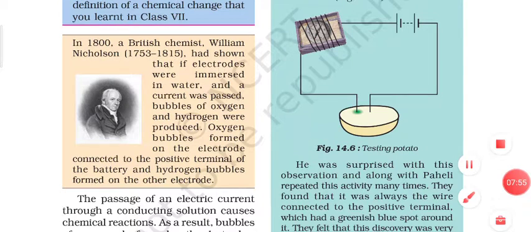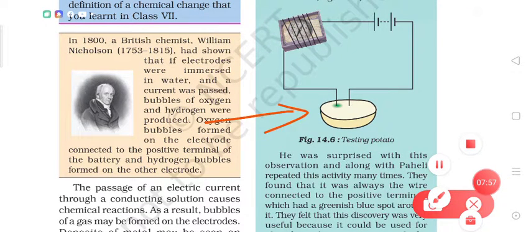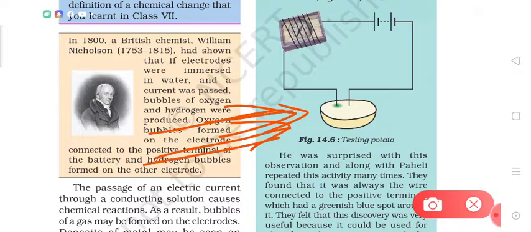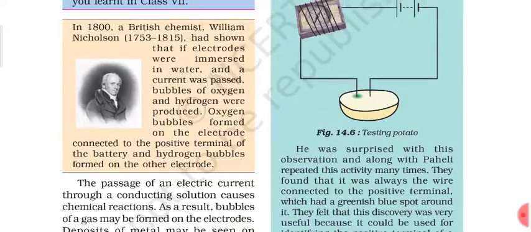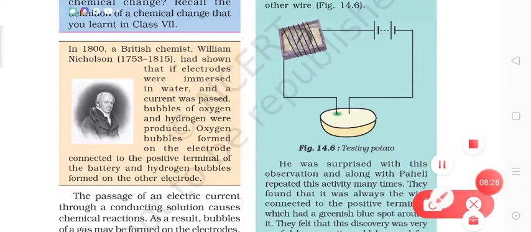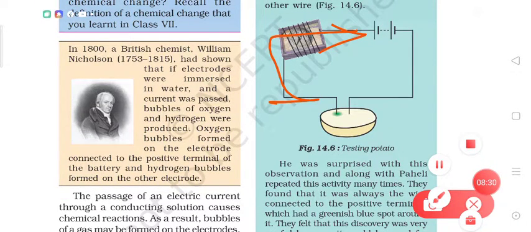Here you can see that there is a green spot on the potato around one of the wires of the tester. Now he calls Paheli, and then Paheli and Bujo repeated the same activity again and again. Every time they found the spot, and it was found that the greenish spot was always around the wire which was connected to the positive terminal of the battery. So this greenish spot was always around the wire which was connected to the positive terminal of the battery.